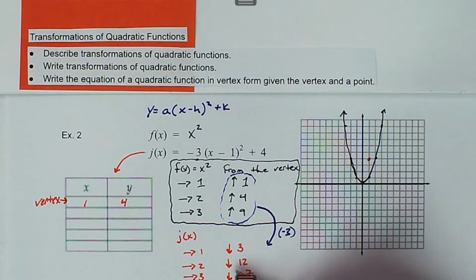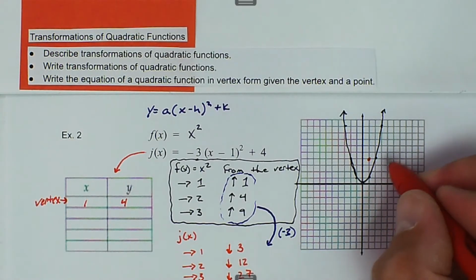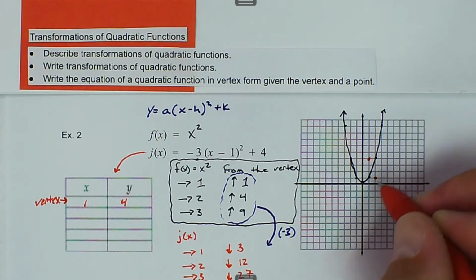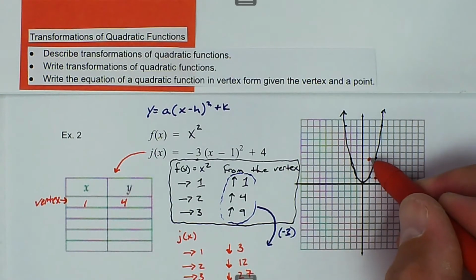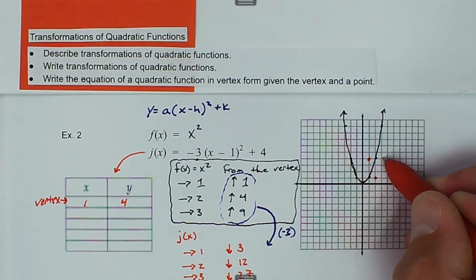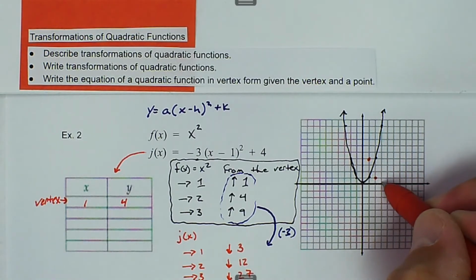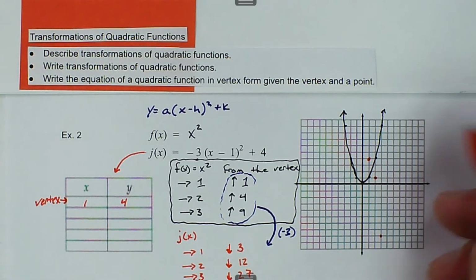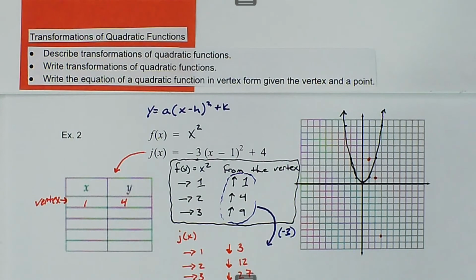Now these are only in relation to the vertex. So from the vertex, now I'm going to go over 1, down 3. 1, 2, 3. And then I'm going to go over 2, down 12. 1, 2, 3, 4, 5, 6, 7, 8, 9, 10, 11, 12. And then I almost have my parabola completely drawn.